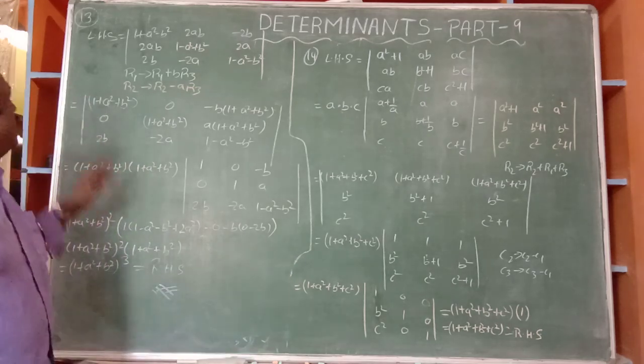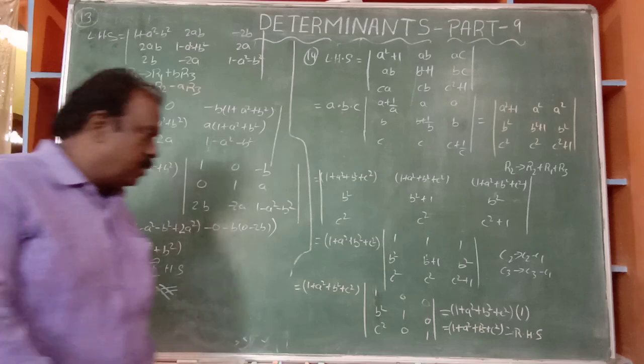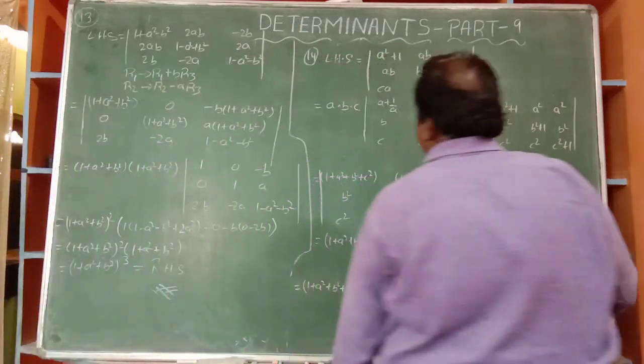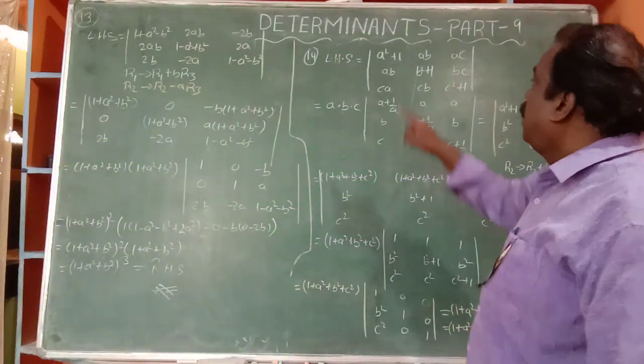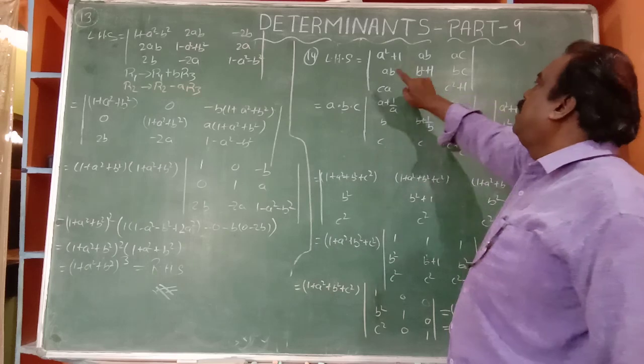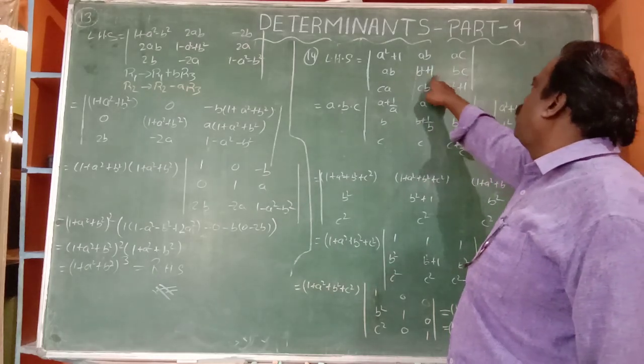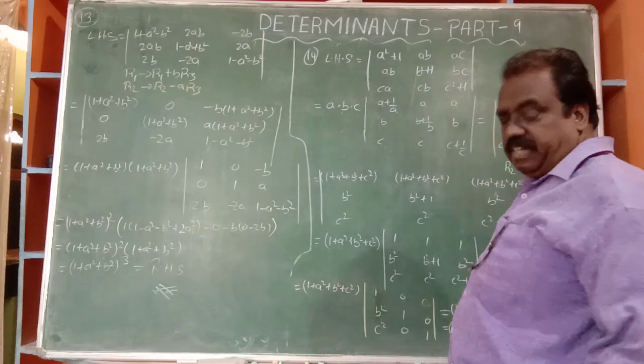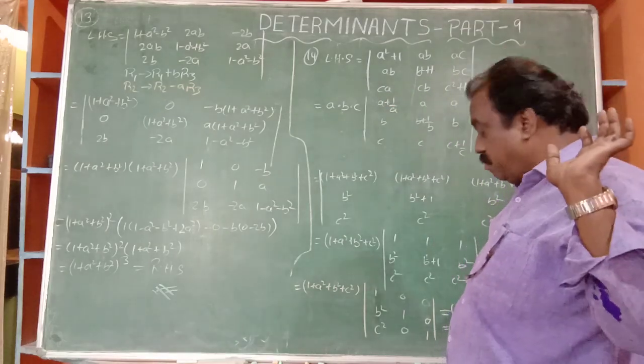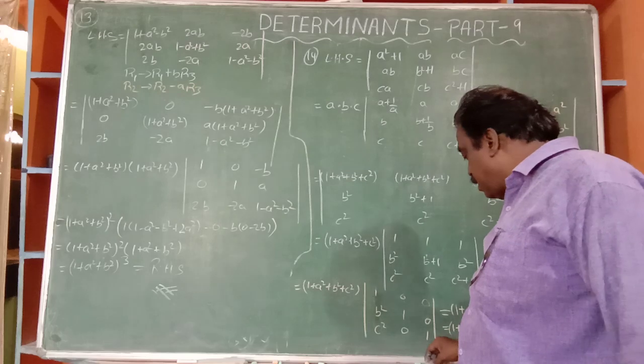Now, that is the 13th problem. Now you see the 14th problem. Observe it. The LHS is a square plus 1, AB, AC. Something is given. Okay, now? Some logic is there. Try to understand.